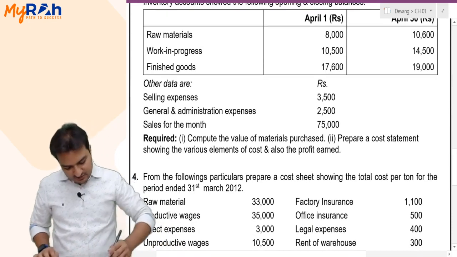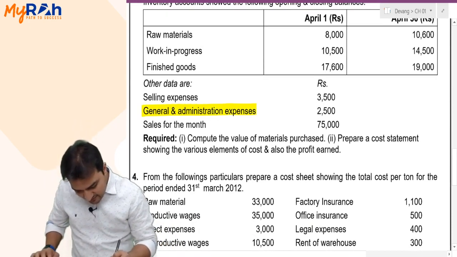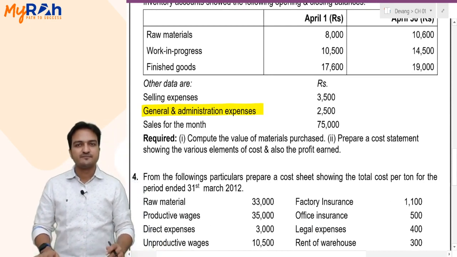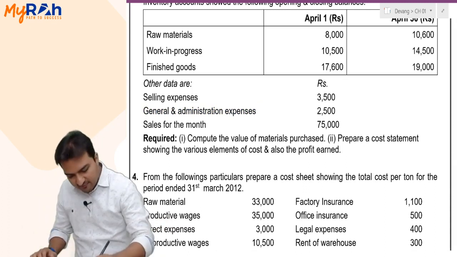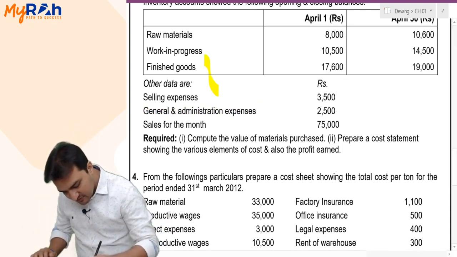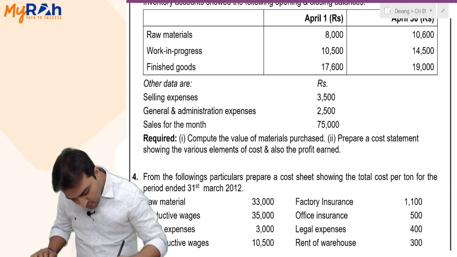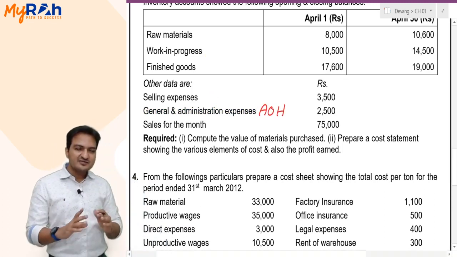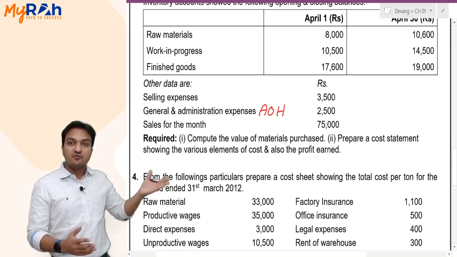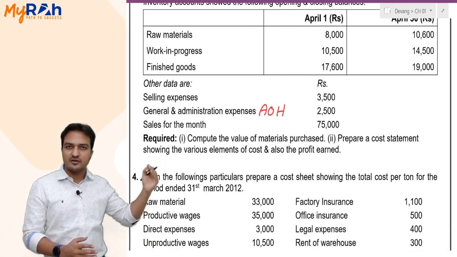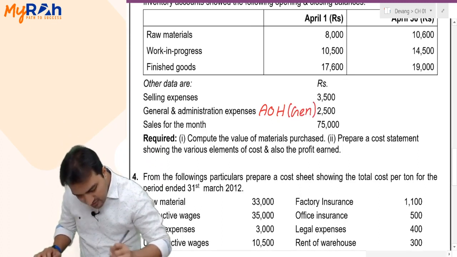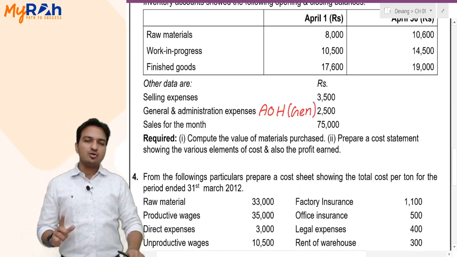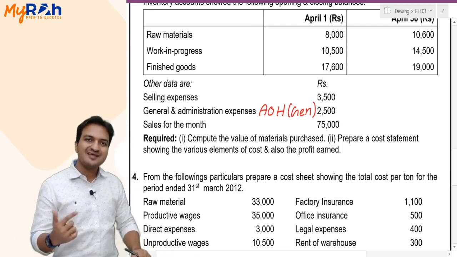on the next page, look at this general and admin expenses. This is the question where your admin overheads, this is basically admin overheads. But notice this time, is it admin overheads related to production? No, the wordings clearly say that it is general. So consider this as general admin, and you see in your format where you should put that general admin.